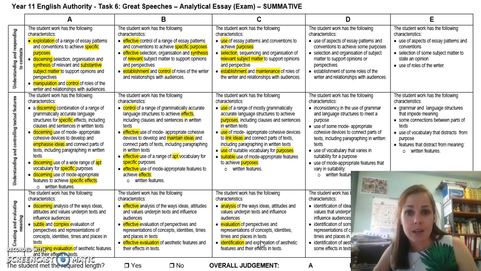If you are unsure about any of this criteria, ask your teacher. Hopefully this unpacks it for you and clarifies where you need to go or where you want to be. Good luck with your task.